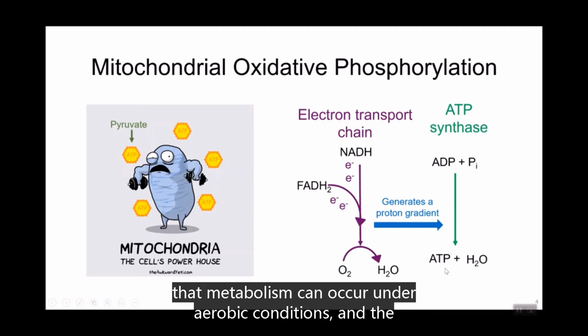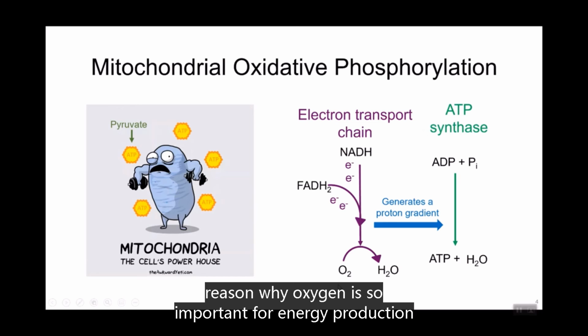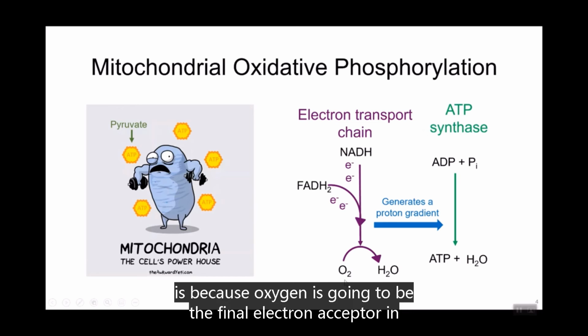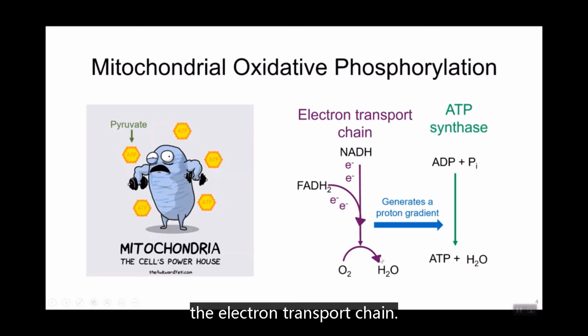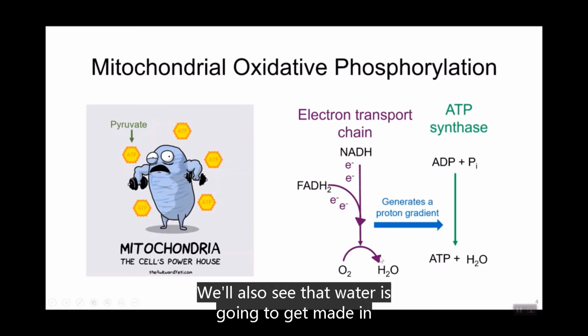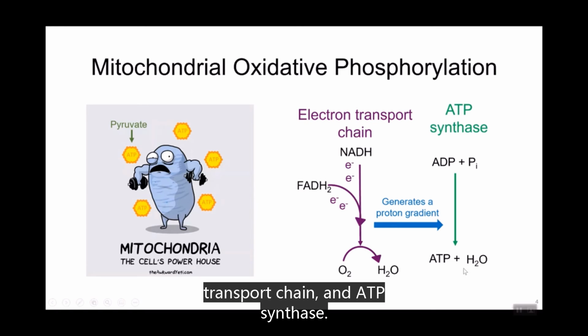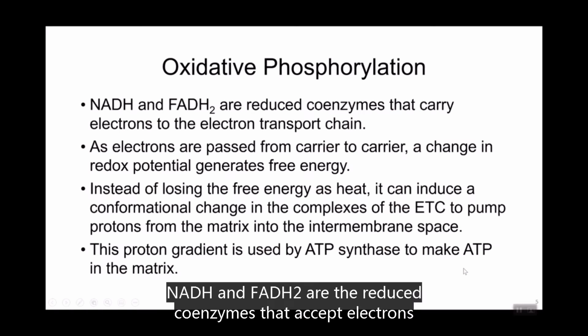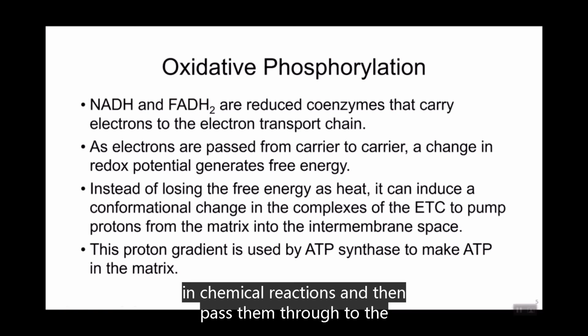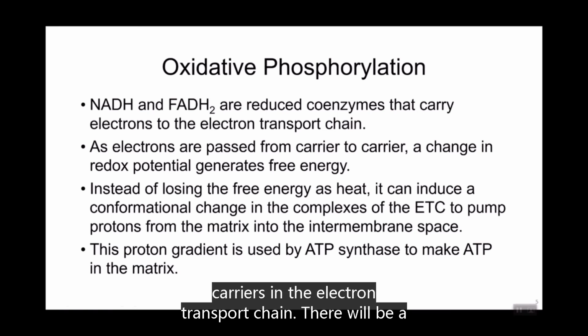I've alluded to the fact that metabolism can occur under aerobic conditions, and the reason why oxygen is so important for energy production is because oxygen is going to be the final electron acceptor in the electron transport chain. We'll also see that water is going to get made in oxidative phosphorylation both by the electron transport chain and ATP synthase. NADH and FADH2 are the reduced coenzymes that accept electrons in chemical reactions and then pass them through to the carriers in the electron transport chain.